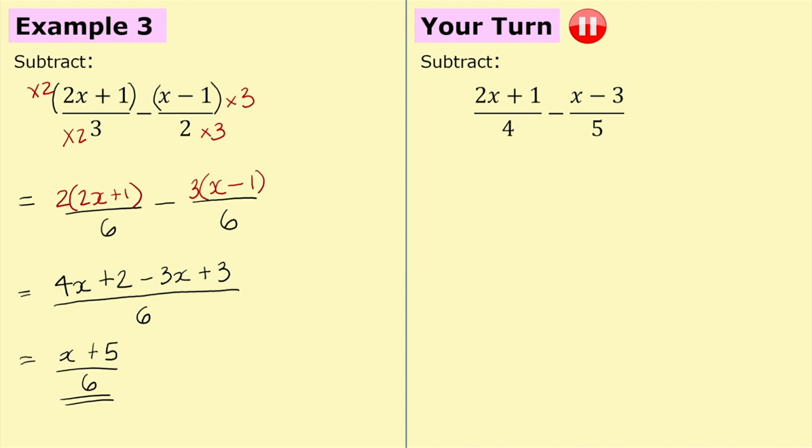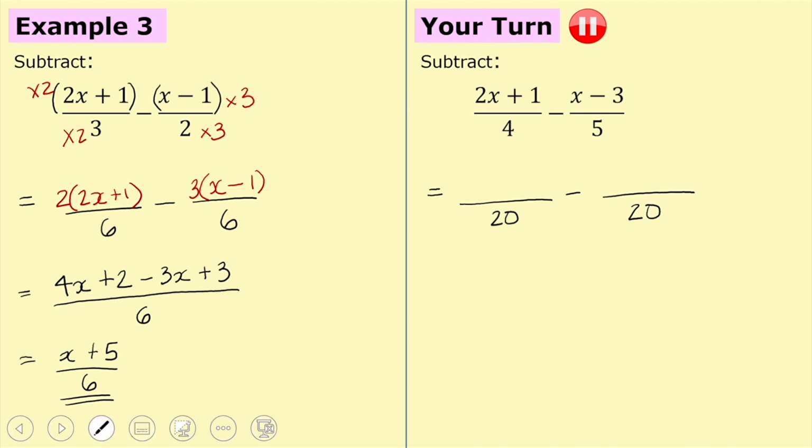Okay, let's go over this one. So our lowest common multiple between 4 and 5 is 20, meaning we're going to have two fractions over 20. So our first fraction, let's think about our numerator, putting brackets around there.